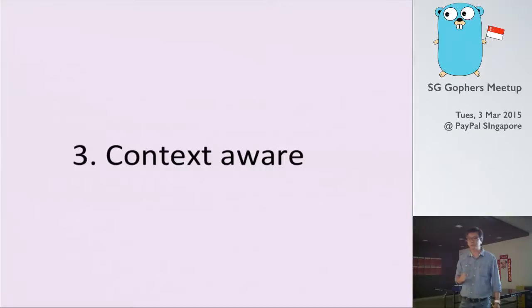The third thing about Go web templates is being context aware. And what do I mean by that? When you display the content on a web page, according to where you place it, the formatting of the data changes. Right, so it is context aware. It is aware of where you are placing the data.